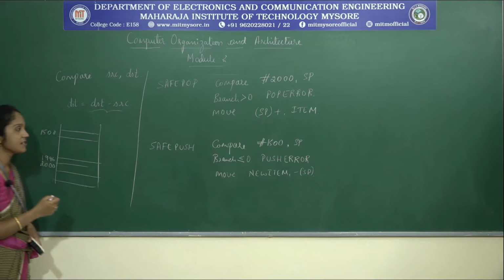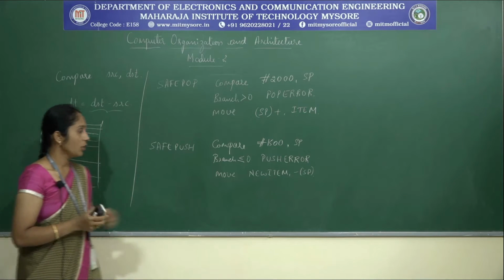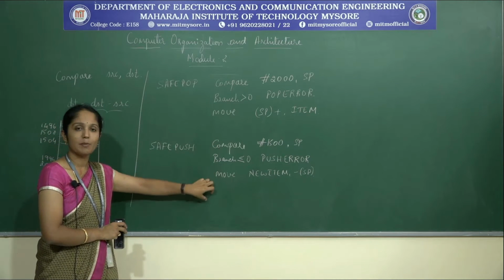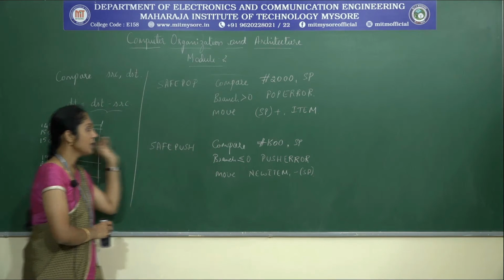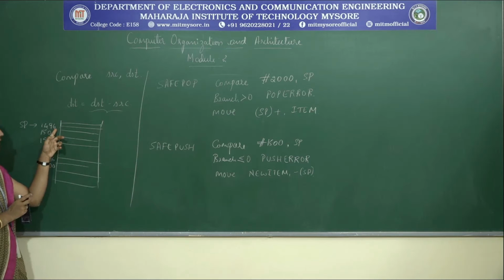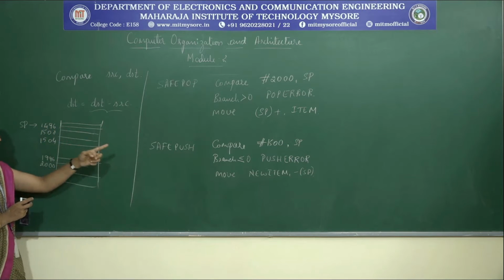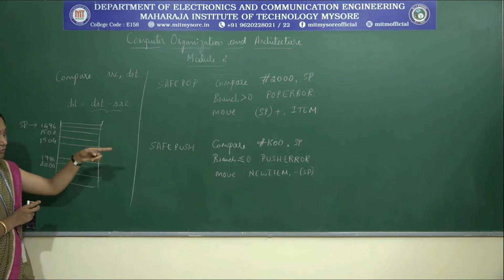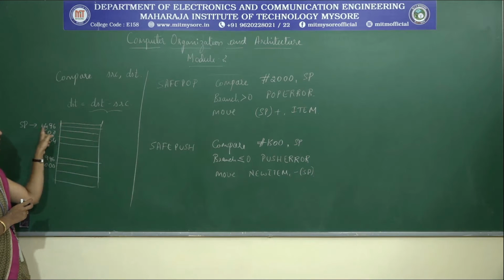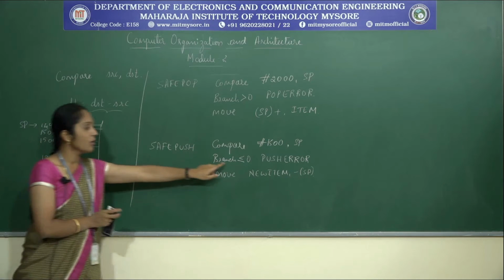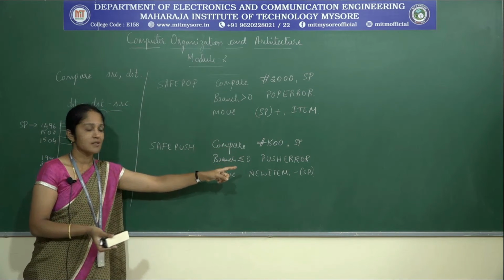So in order to understand this, let us consider how this safe push will be executed if you write this instruction. Let me consider the current address of the stack pointer as 1496. If you assume this is the current location, then when we subtract 1500 from 1496, it is going to give you a negative result. So in that case, push error will be executed.